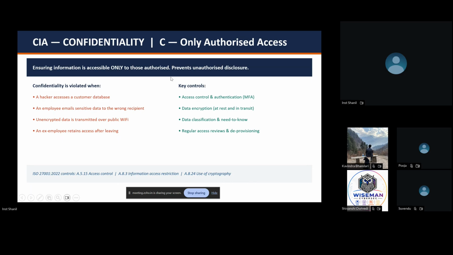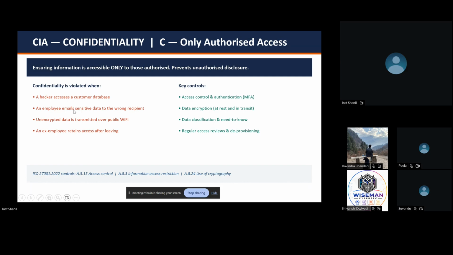I'm also presenting some of the key controls against each of confidentiality, availability, and integrity. If a hacker accesses a customer database, what control can be applied so that our database is not hacked? It is called access control and multi-factor authentication. These are the two most prominent controls which every organization applies nowadays to prevent any hacker from accessing your account.